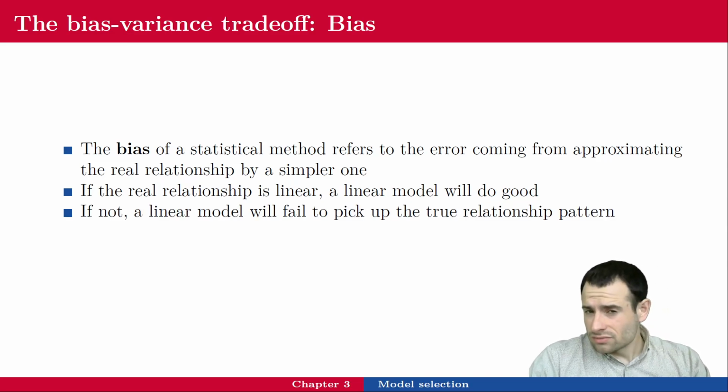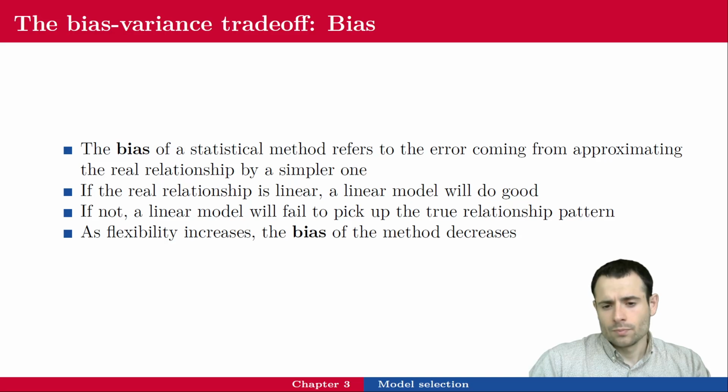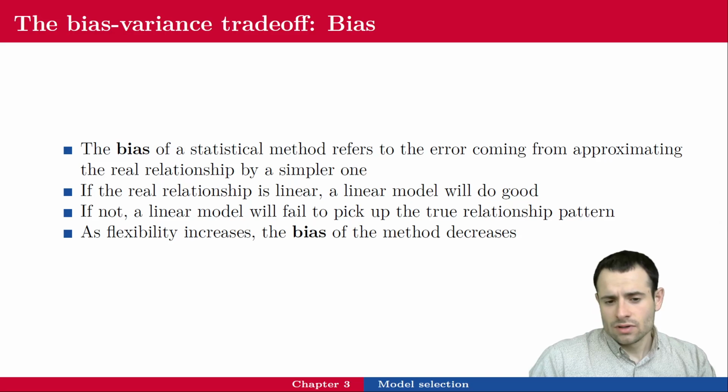But in the world, are things linear? Well, rarely. So if not, a linear model will fail to pick up the true relationship patterns, will fail to pick up the curvature of the relationship. So as flexibility increases, the bias of the method decreases.